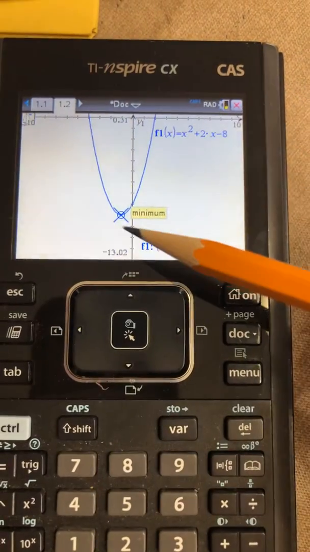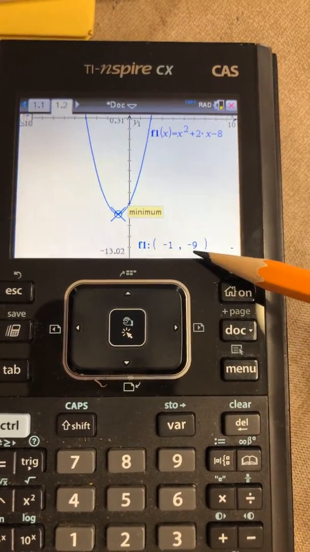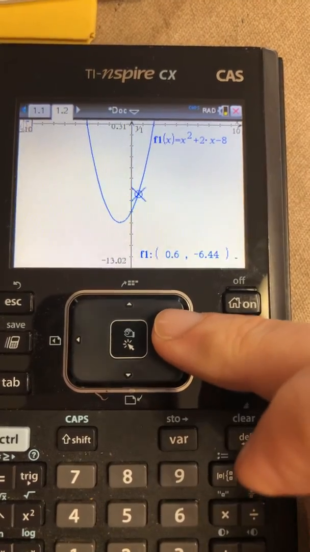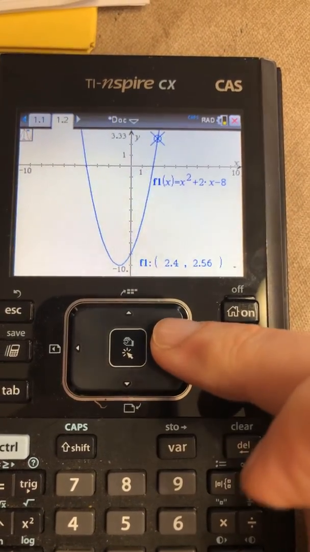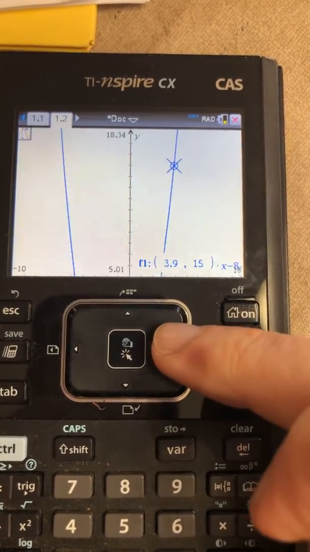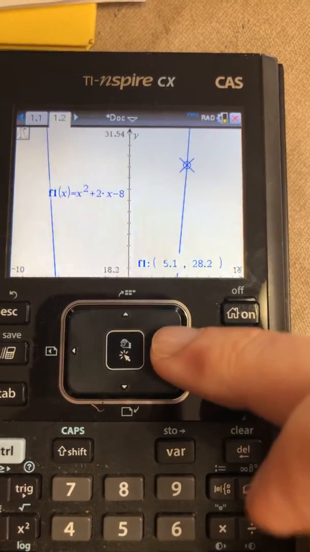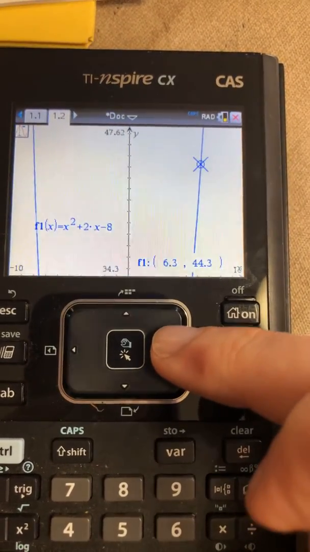Okay, there is the lowest it goes. It goes down to -9, and it's going to go up and up and up and up. I could keep going, but I really don't want to. It's going to go up and up and up forever.